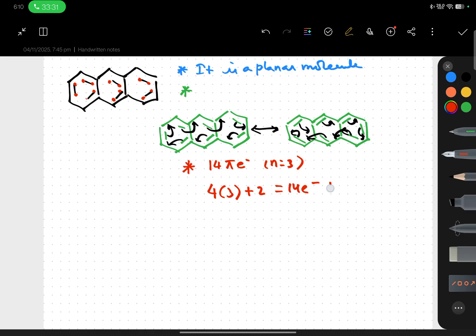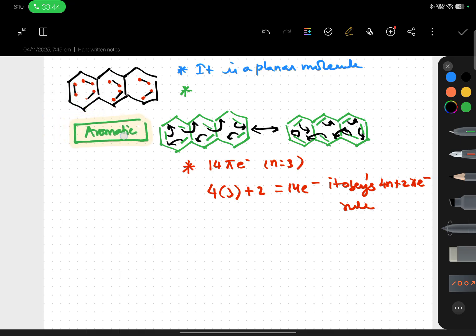Therefore it obeys the 4n plus 2 pi electron rule. So with this, what do you understand? The molecule is perfectly aromatic. So they are all looking like benzene. I think they will be aromatic.